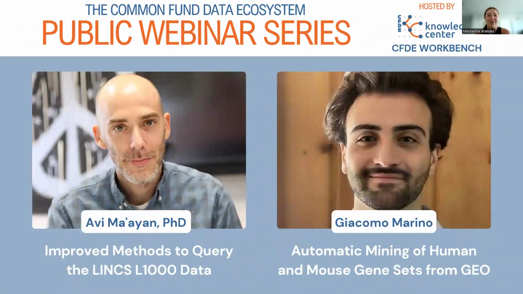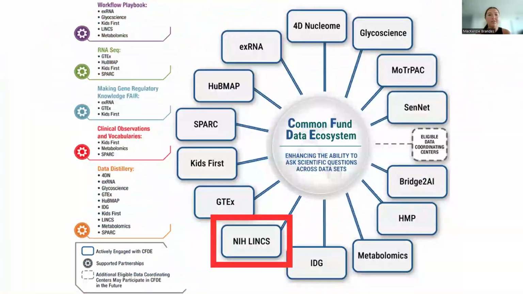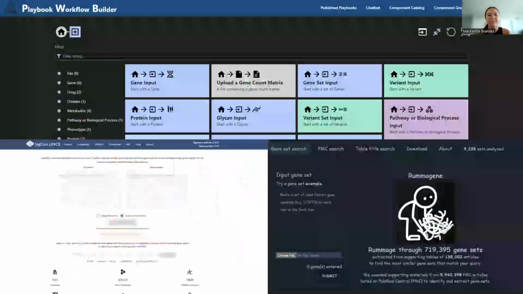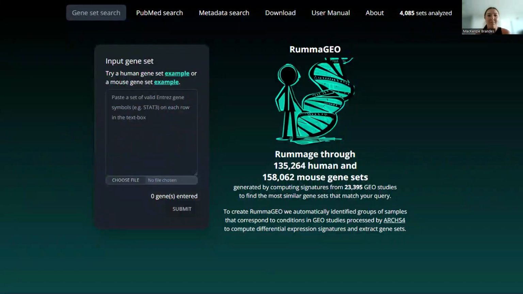So today I'd like to welcome our featured speakers who are both from the LINCS Data Coordinating Center and the Data Resource Center. To give some background, LINCS is one of 14 resources within the Common Fund data ecosystem, and it serves as a data coordinating center. Avi Ma'ayan will cover the LINCS datasets, tools, and a newly developed method to query the LINCS L1000 data for better prioritization of drugs, small molecules, and single gene perturbations. Giacomo Marino will then describe a specific tool that Avi's team has built to allow users to mine mammalian datasets across GEO.